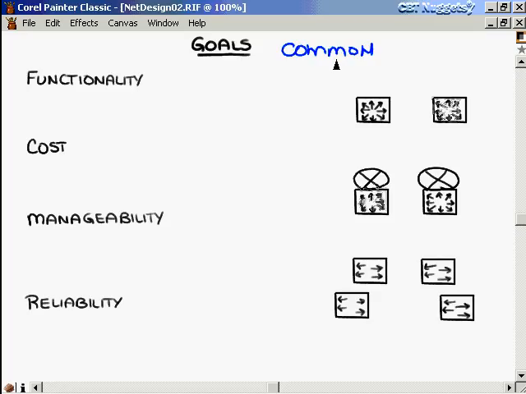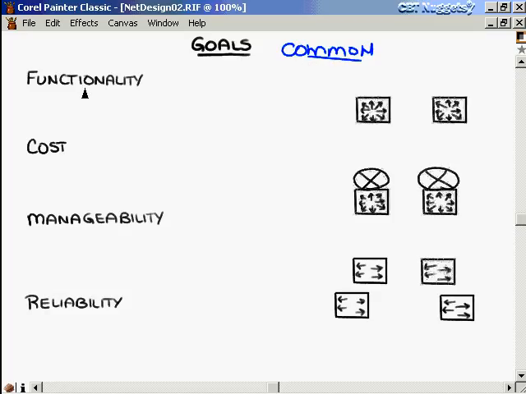But what does that mean? That means in the network that you actually build in the real world, you're going to have more goals than this. And in fact, in some special cases, maybe 1 or 2 of these won't be included, but for the most part, they should always be included because they're identified as common goals. All right, let's start up here.